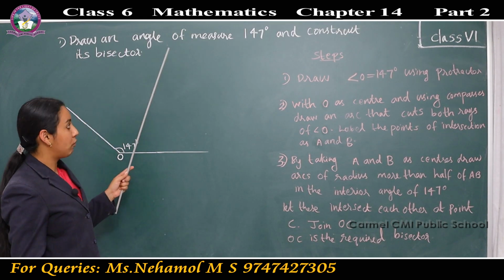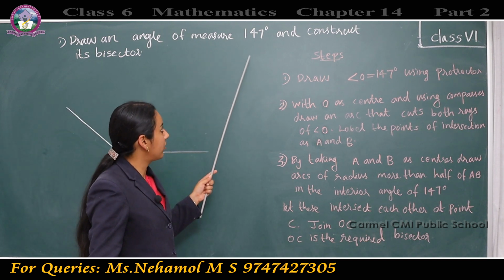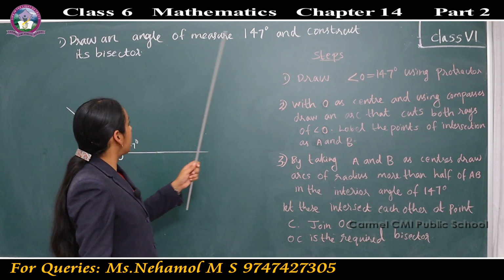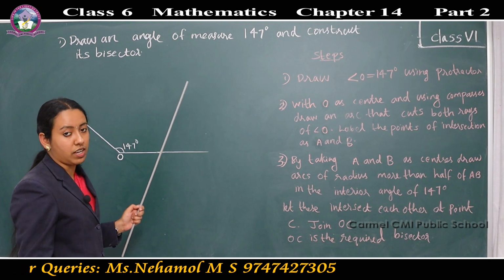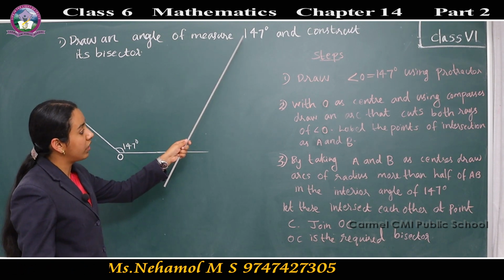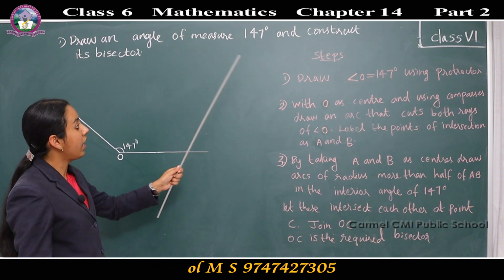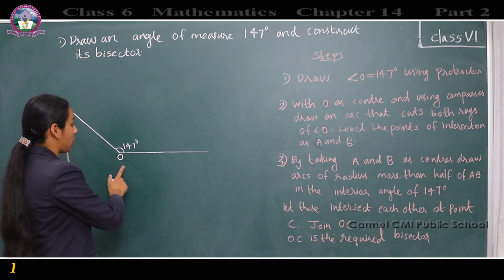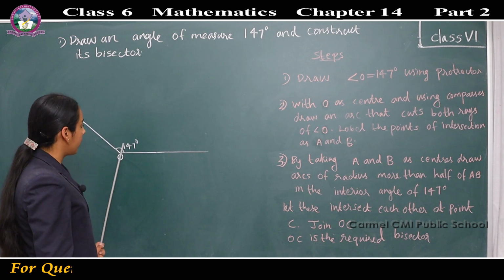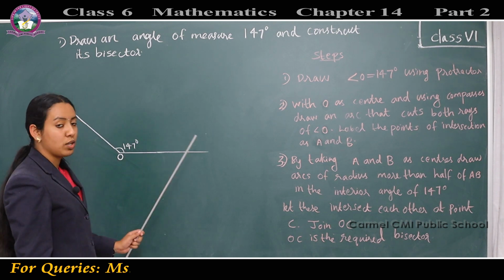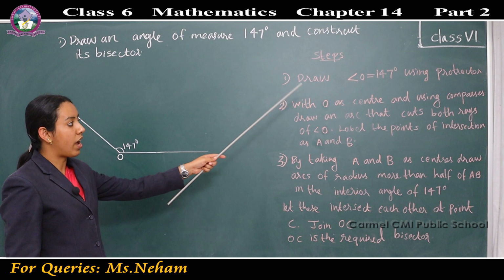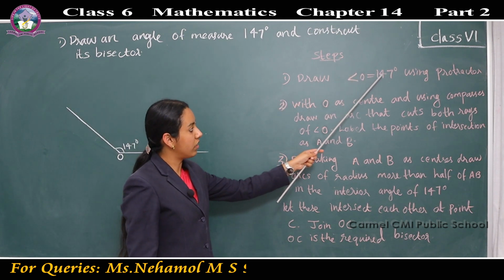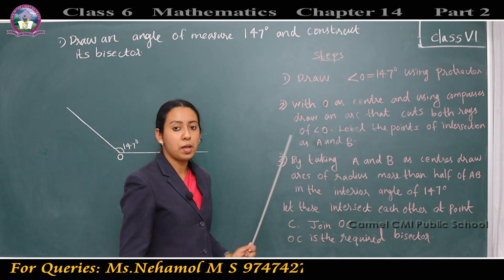Draw an angle of measure 147 degree and construct its bisector. We have to draw an angle of 147 degree and construct its bisector. First, you have to draw an angle of 147 degree using a protractor. Draw angle O equal to 147 degree using a protractor.